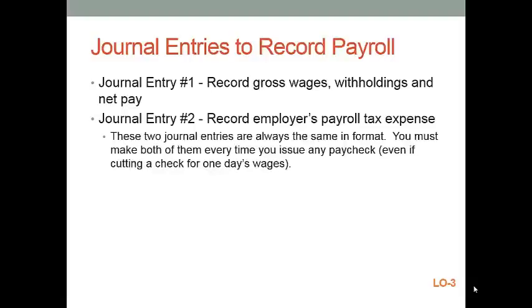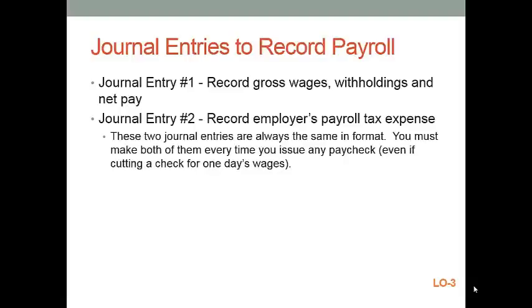And obviously, if you're paying 300 employees, you're going to total up everything and make these two journal entries, but you're not going to have to make journal entries for each employee. You're going to make journal entries for all of your employees together. So there is one journal entry to record gross wages, withholdings, and net pay.